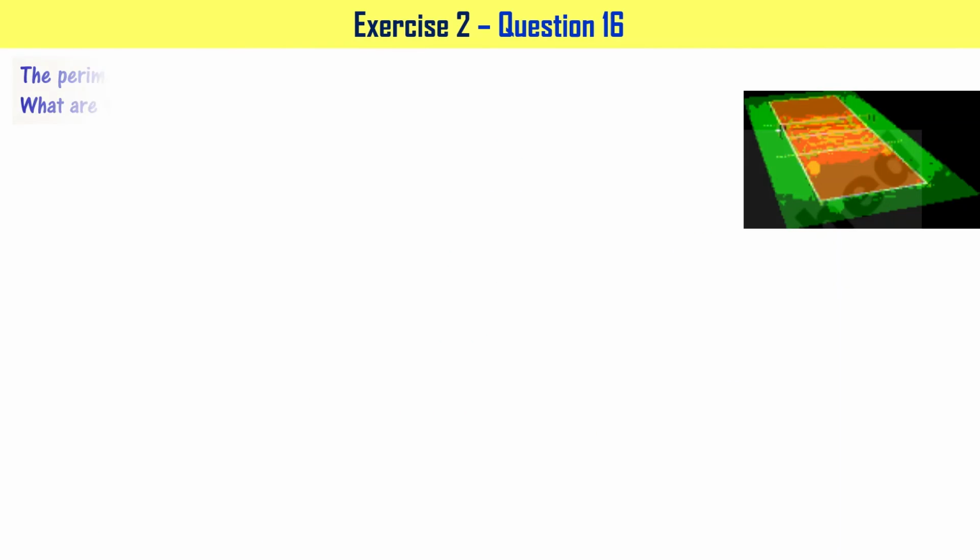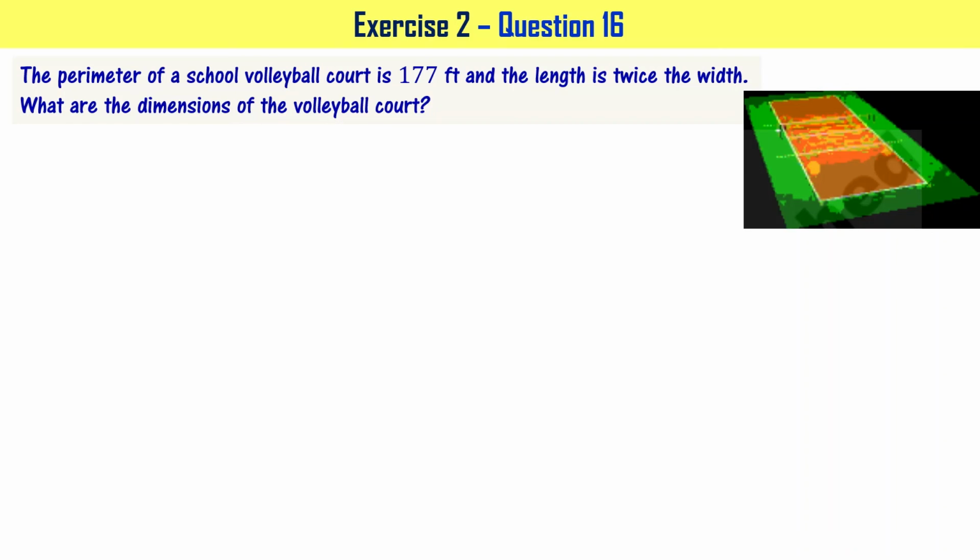Question number 16 is, the perimeter of a school volleyball court is 177 feet and length is twice the width. Length is twice the width. What are the dimensions of the volleyball court? Here the figure is given. It says that the volleyball court is in rectangular shape, right? So the perimeter of the rectangular court is 177 feet and length is twice the width, right?